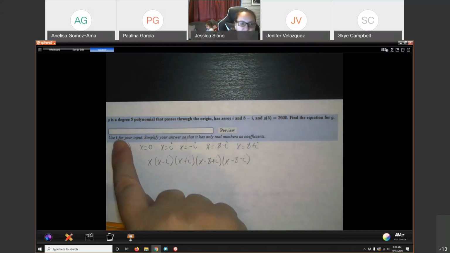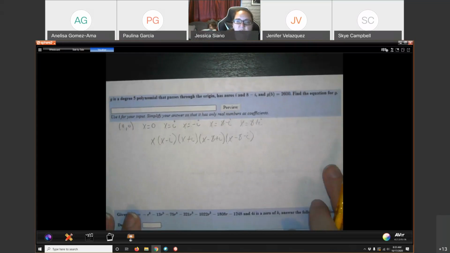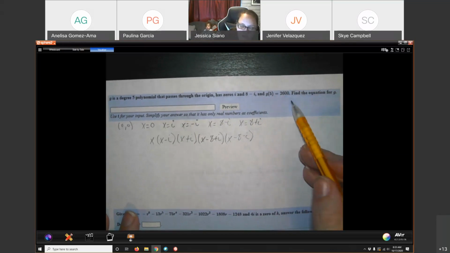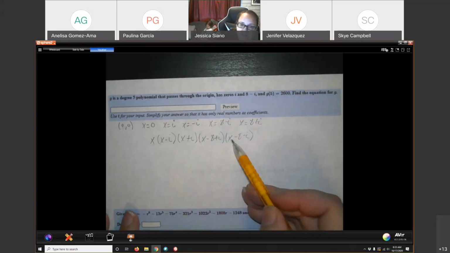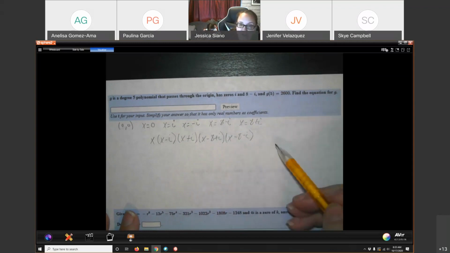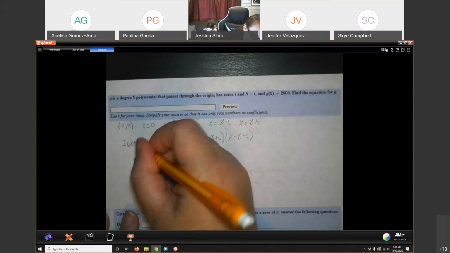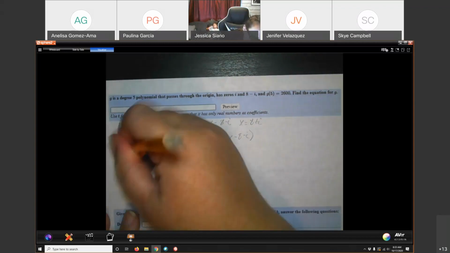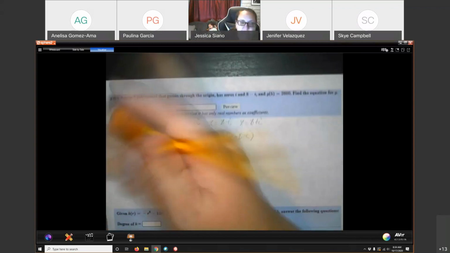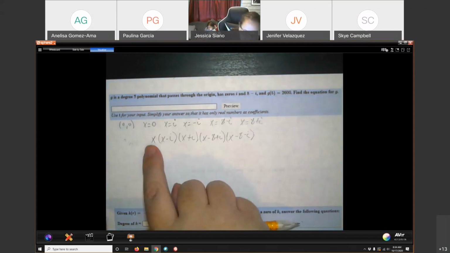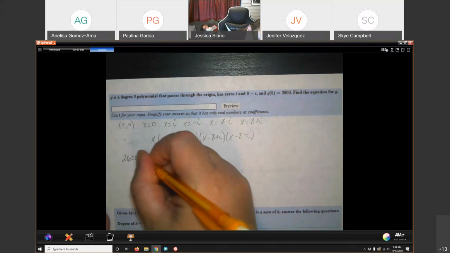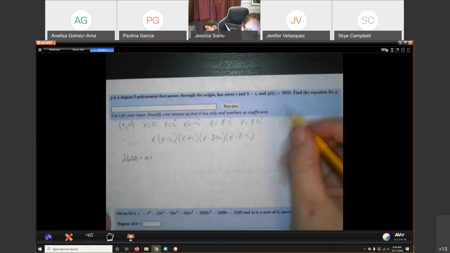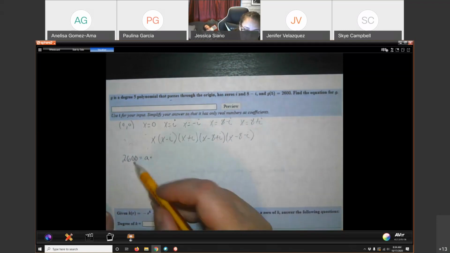Oh, they wanted t's. All right, I'll change them to t's on this step. I also know that I have the point 5, 2600, so when I plug in a 5 for t, I should get 2600. We did a problem just like this last time, where I said put an a in front as the placeholder for my leading coefficient. So 2600 equals a times, and everywhere I see a t, I'm going to change it to a 5, because you should get 2600 when your t's are 5s.